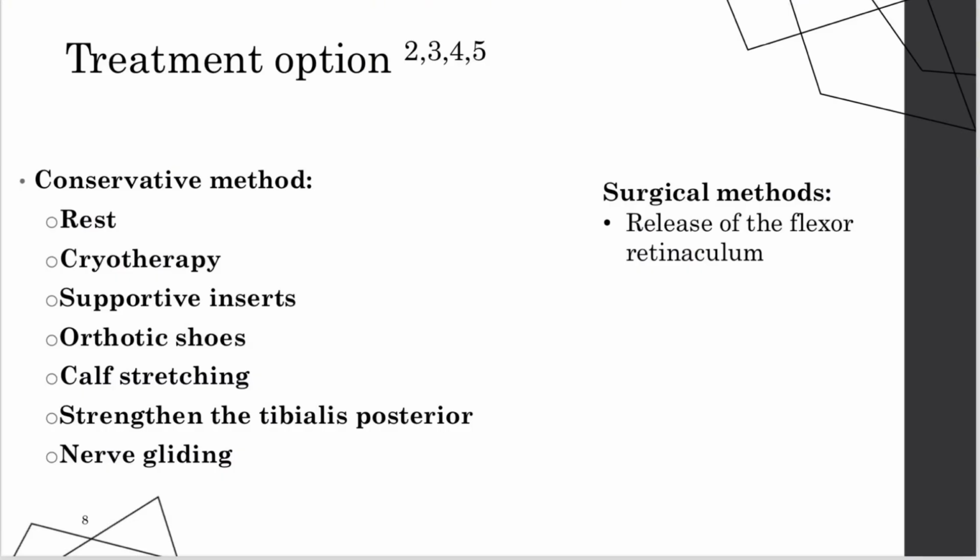Treatment options: the conservative method would be to rest the patient off of that foot, as they may be doing too much activity on the foot. Some cryotherapy to control the inflammation. Have them use supportive inserts so they won't be over-pronating. Some orthotic shoes, calf strengthening, strengthen the tibialis posterior, so we could do some resisted inversion with resistance bands, and some nerve gliding. Surgical methods, where the surgeon would go in and cut the retinaculum and relieve the pressure off of that nerve.